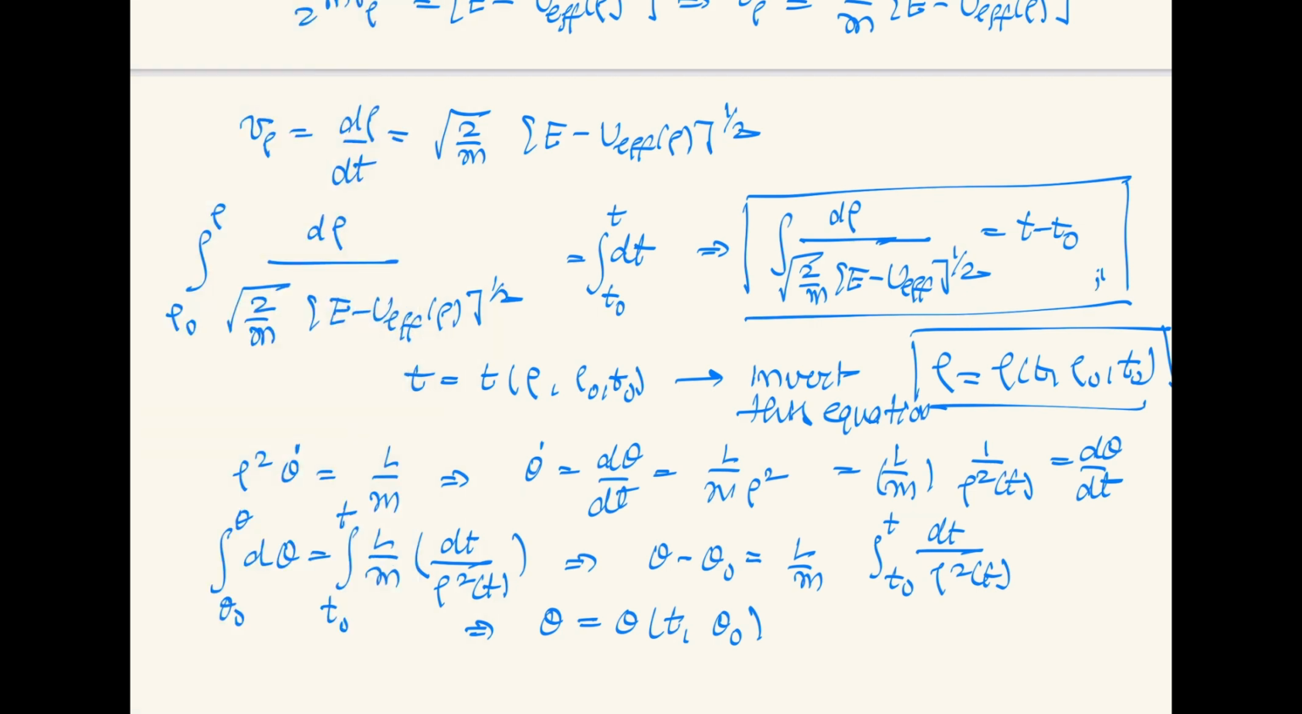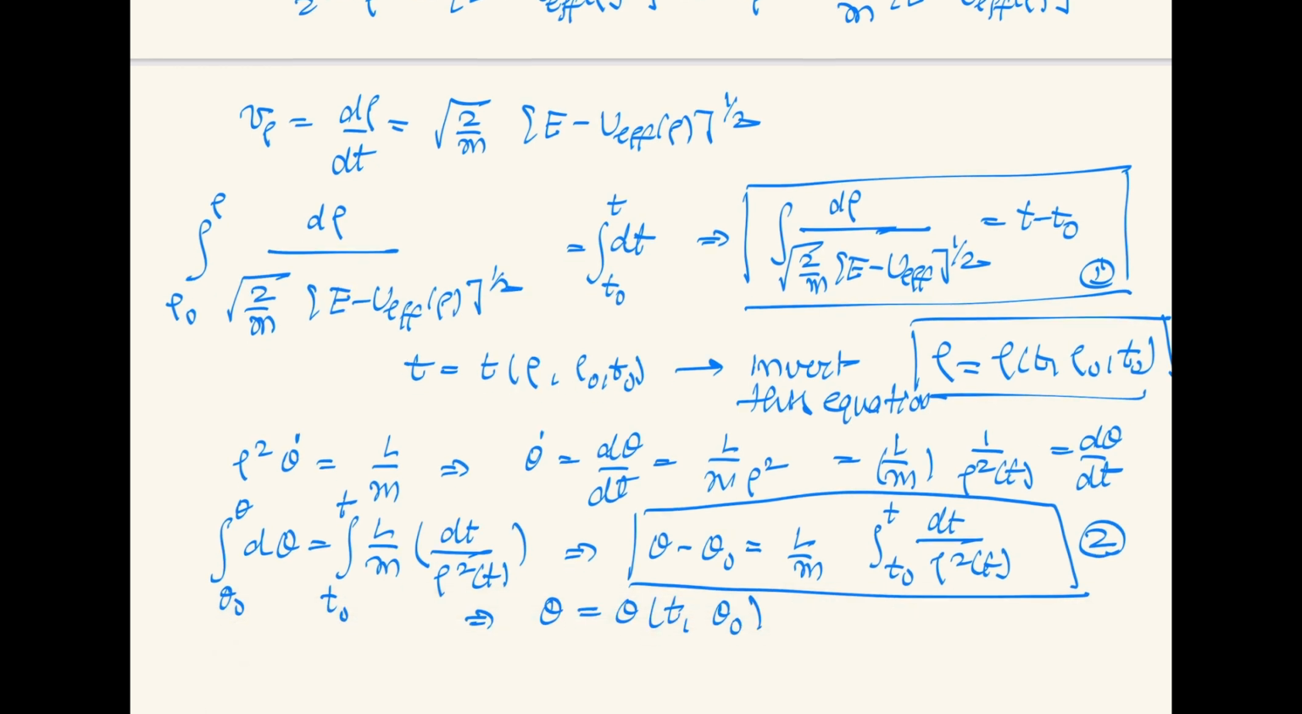So I'm going to have this as equation 1. Let me call this as equation 2. But sometimes we may be interested only in the trajectory. We are not interested in what happens as time goes on. We just want to know what is the trajectory. So that means I have to eliminate the time between equations 1 and 2. How do I do that?